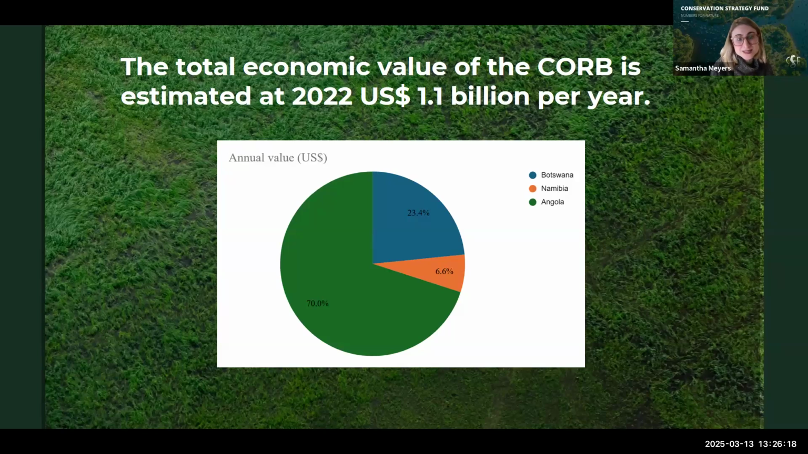23.4% is for Botswana, and about 6% was Namibia. And that, of course, makes sense if you look back to the scope of the study and the areas of each of the countries that we included in our research. So it was only a very little part of Namibia, but still very, very valuable. Next slide, please.